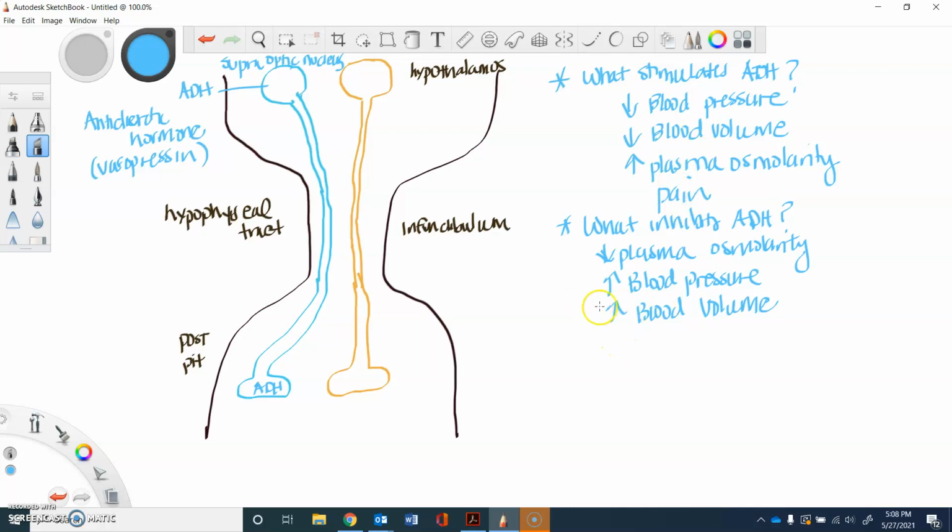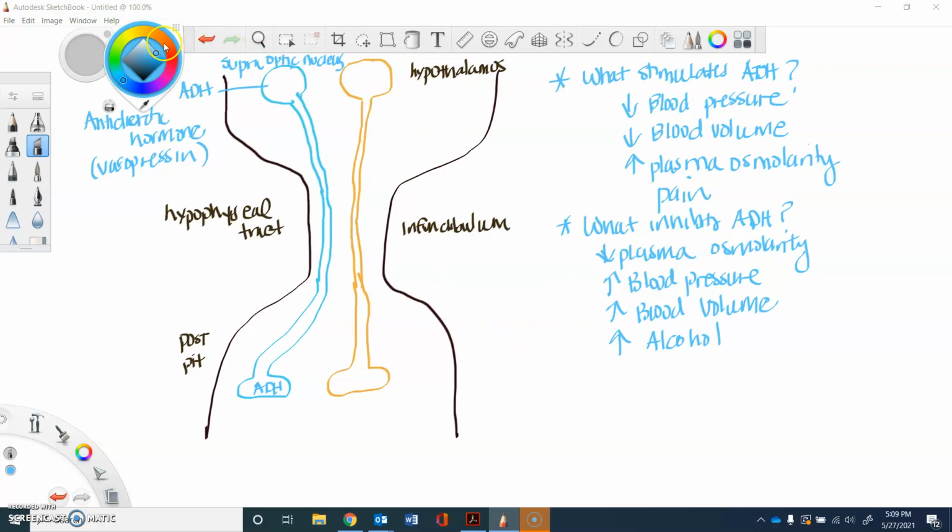Another thing that will inhibit ADH is alcohol. That's why when you drink a lot, you start to go to the bathroom, you start to go through diuresis, you start peeing a lot. And that's why the next morning you're dehydrated and you have a big headache and a big hangover. So alcohol inhibits ADH. Okay.